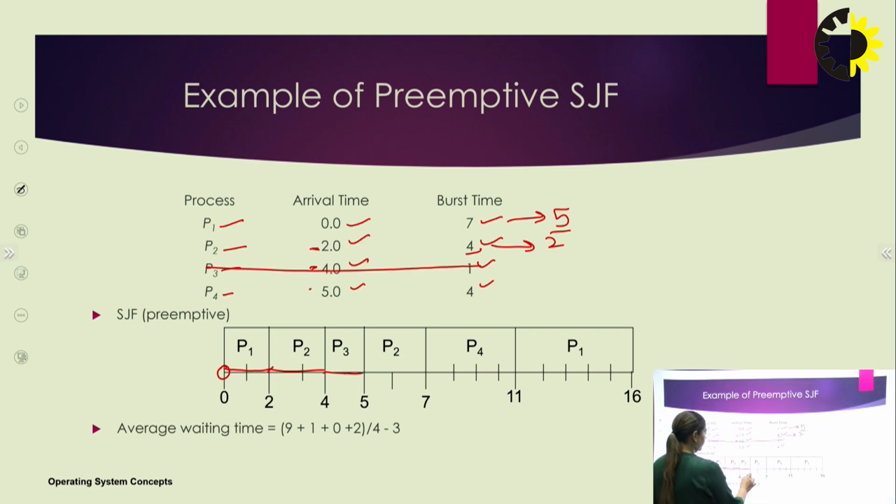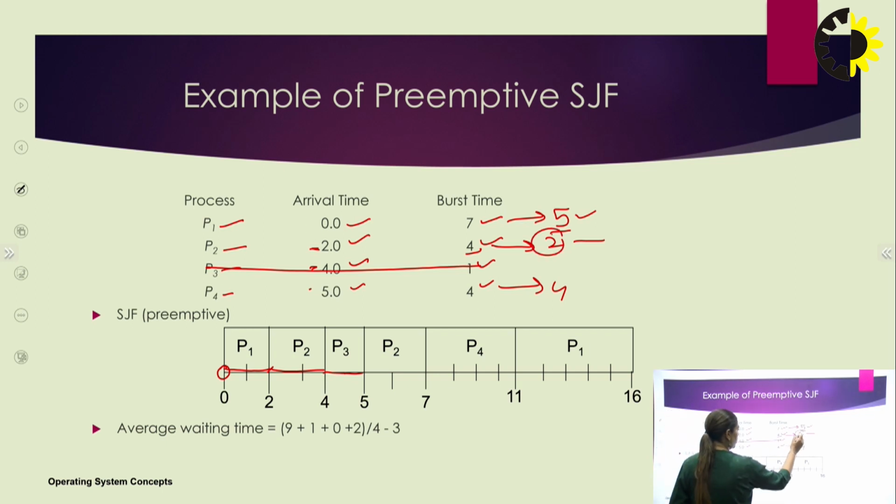Now, at 5 we have all the processes. P1 is left for 5 units of time, P2 is left for 2 units of time and P4 is left for 4 units of time. So which is the shortest now? P2 is shortest, at 2 units of time, so we will execute P2. Now this is also complete.